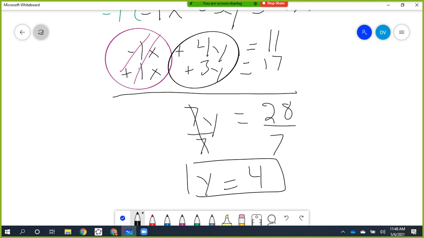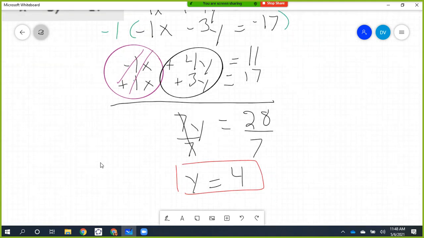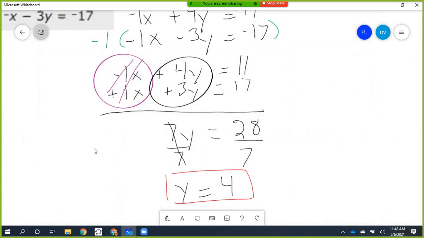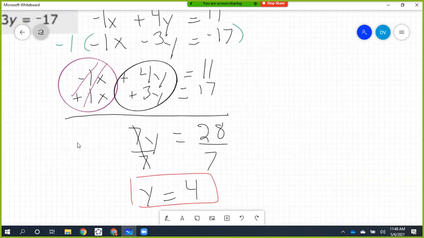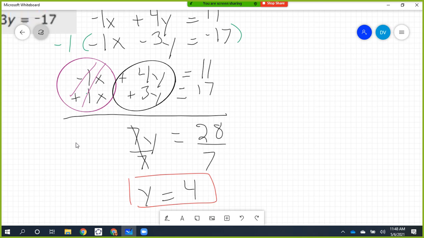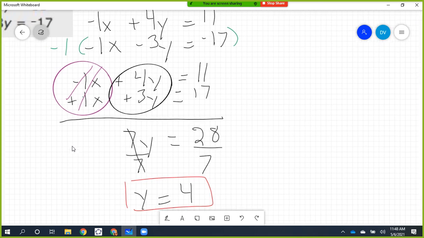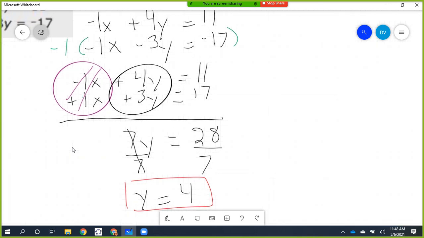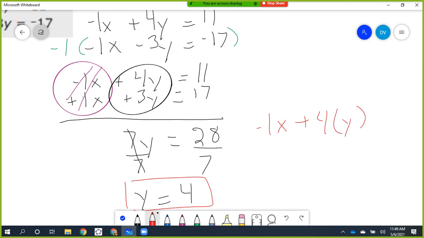And then we go back to the original equation. One of the original equations. There's 2 of them. I'm going to pick, it doesn't really matter, the first equation. The first equation says negative 1x plus 4 times, I'm going to put the y in parentheses, is equal to 11. Then I'm going to erase that y and replace it with a 4.